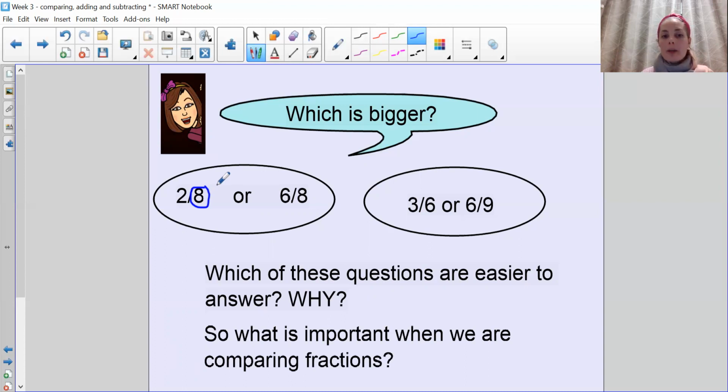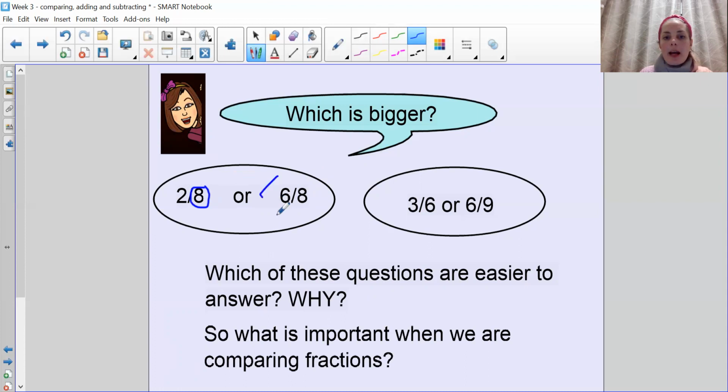Okay, for example, if I've got a pizza, I've divided up into 8 equal slices, and I've eaten 2 of those. Or I've eaten 6 of those 8 slices. So if I had to say to you, which one have I eaten more of? So how much pizza did I eat? And I ate 2 8s of a pizza or 6 8s of a pizza.